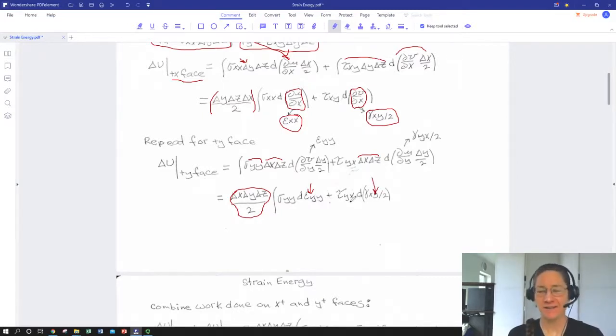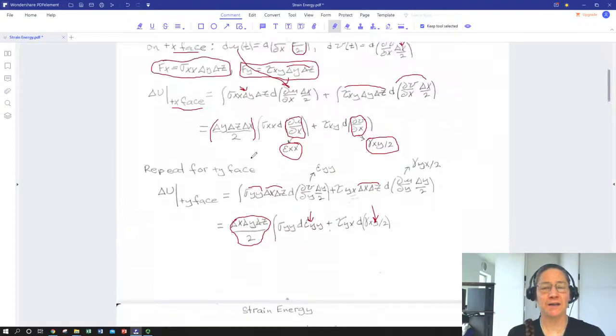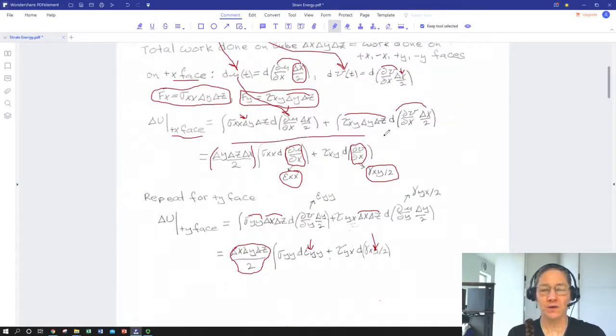Okay, and so we got a couple of differential equations to tell us how much strain energy we've accumulated due to stresses on the x face and stresses on the y face. So we can put them together. So we can add this whole expression and this whole expression.